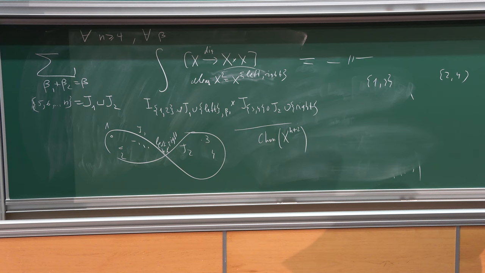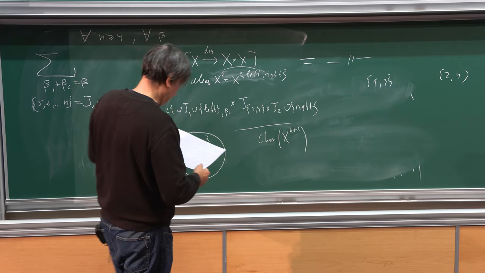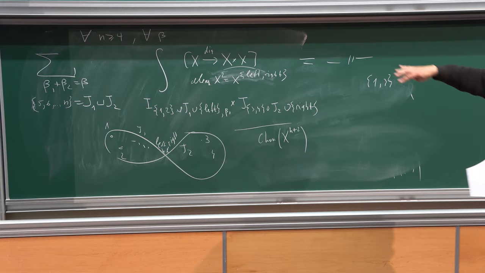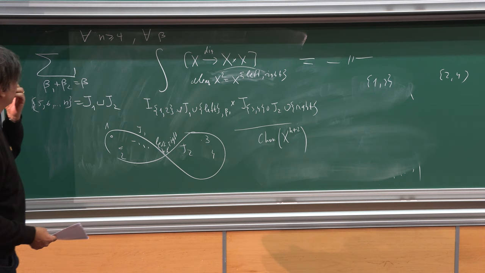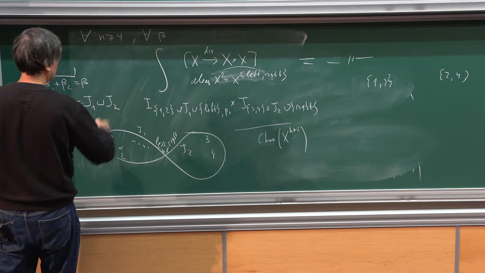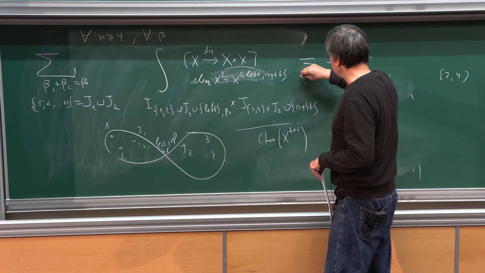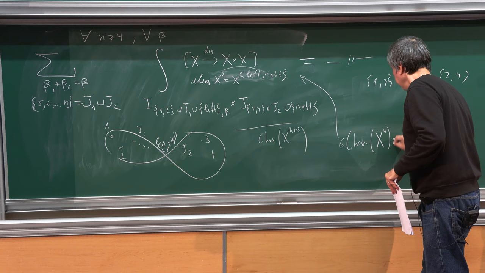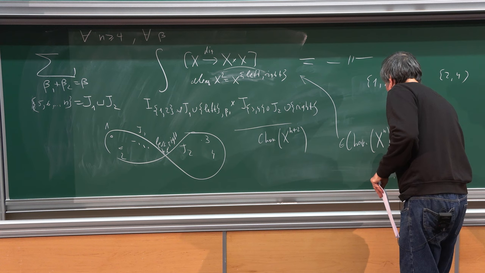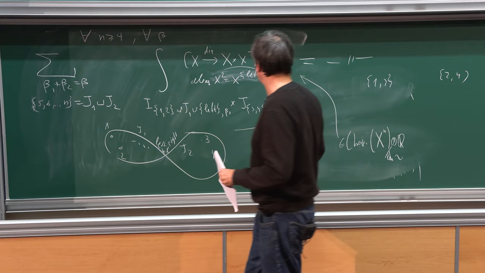So what is the meaning of this property? You can see these stable maps with n points. So you consider the sum of all decompositions, and this is the element I get here. I get an element in the Chow group of x to power n with rational coefficients. You have those two sets, I with index. Those are classes in different powers.